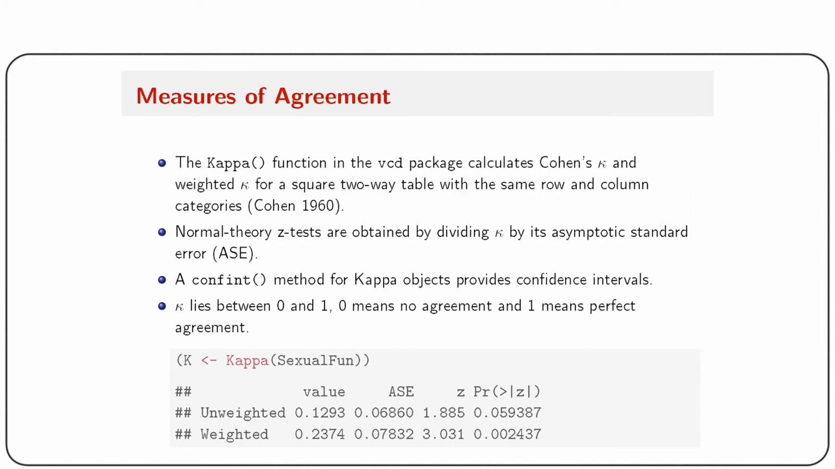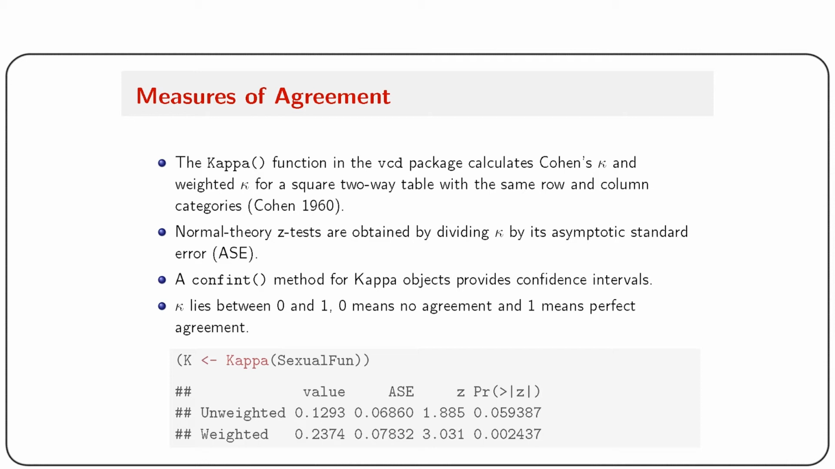Now we'll move to measure of agreement. The kappa function in the vcd package calculates Cohen's kappa and the weighted kappa for a square two-way table with the same row and column categories. Cohen 1960. Normal theory Z tests are obtained by dividing kappa by its asymptotic standard error. The confint method for kappa objects provides confidence intervals, and kappa lies between 0 and 1. 0 means no agreement and 1 means perfect agreement.